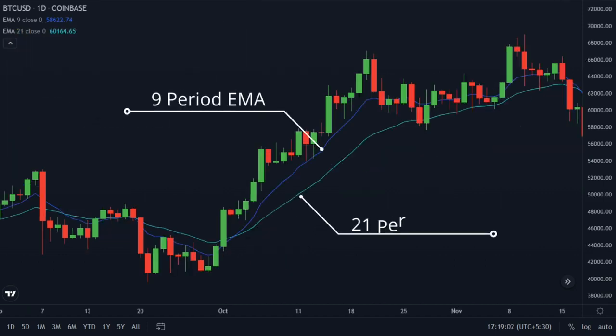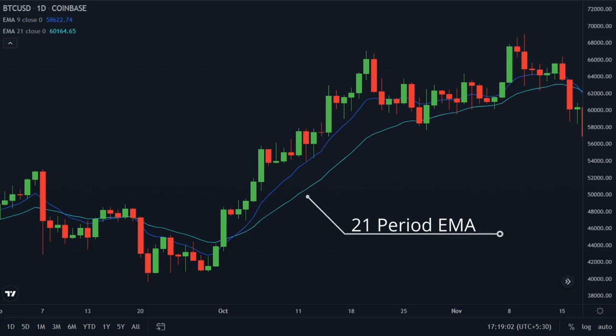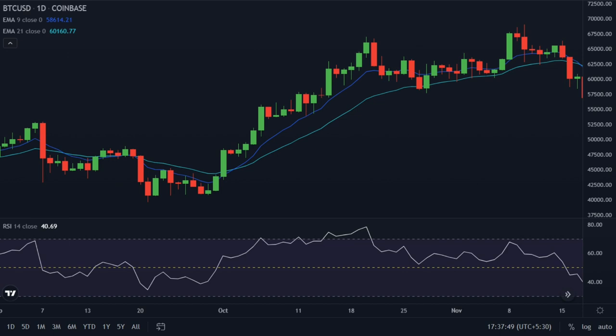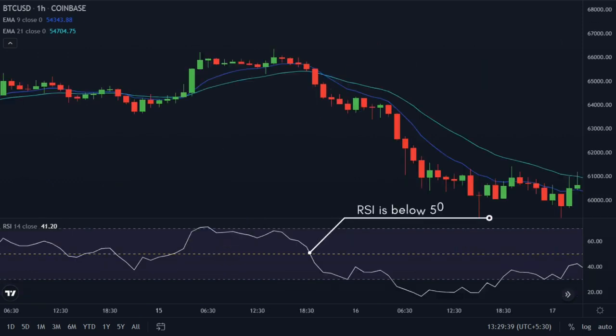In this strategy, we will be using 9 and 21 exponential moving average, but you can use any combination. Here are some inspiration to help you. You can use the 14-period RSI indicator as a trend tiebreaker. We only look for bullish signals when the RSI is above the 50 level. And when the RSI is below the 50 level, we only look for bearish signals.